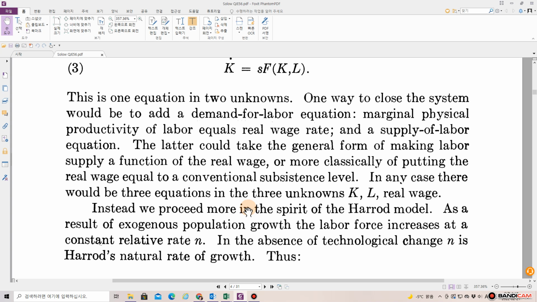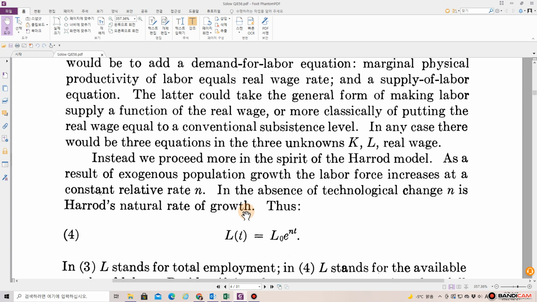This is one equation in two unknowns. One way to close the system would be to add a demand for labor equation, marginal physical productivity of labor equals real wage rate, and the supply of labor equation. The latter could take the general form of making labor supply a function of the real wage, or more classically of putting the real wage equal to a conventional subsistence level. In any case, there would be three equations in the three unknowns, K, L, and real wage.